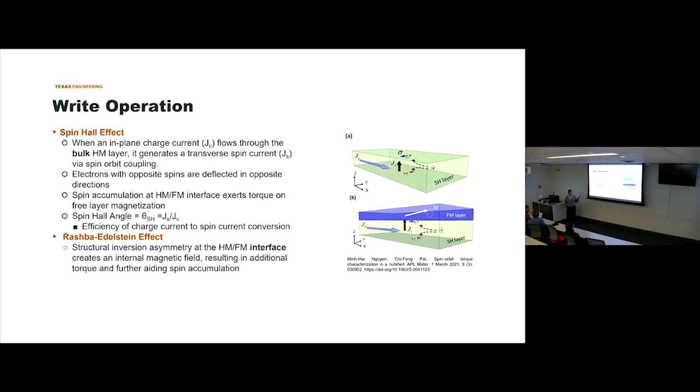A key concept that we also learned in class is your spin Hall angle. This quantifies the efficiency of your charge current to spin current conversion. Another key concept, a secondary effect, is the Rashba-Edelstein effect. Structural inversion asymmetry at the interface creates an internal magnetic field. This results in additional torque that aids in spin accumulation and switching.